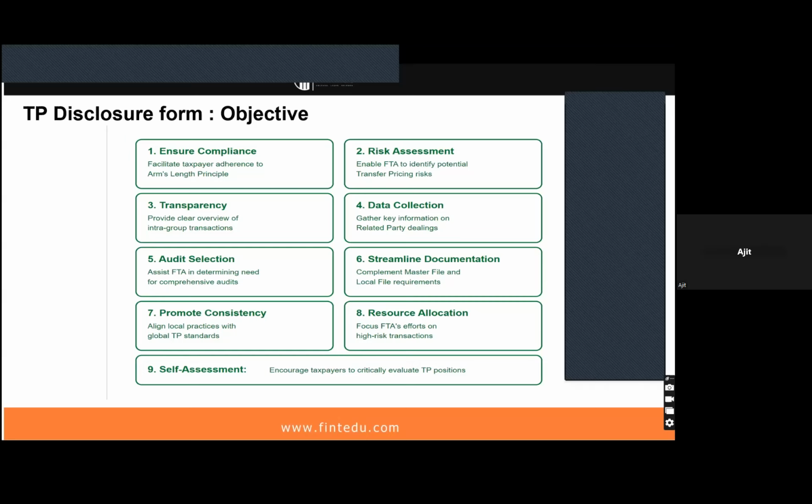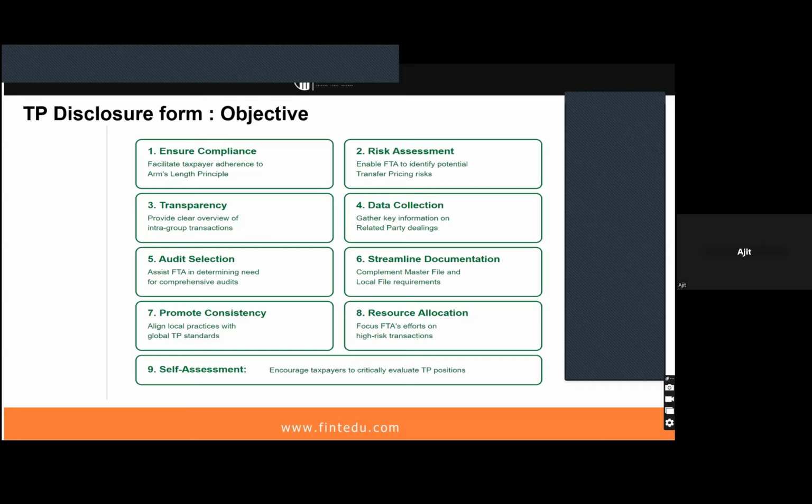Overall, the disclosure form helps in streamlining the overall documentation. As I mentioned, the local file and the disclosure form need to be aligned. And once it is aligned, it brings a level of transparency and also trust with the tax authorities, because if there's an inconsistency, this can create an issue. And in resource allocation, it helps the FTA focus on high risk transactions. Which are the high risk transactions?